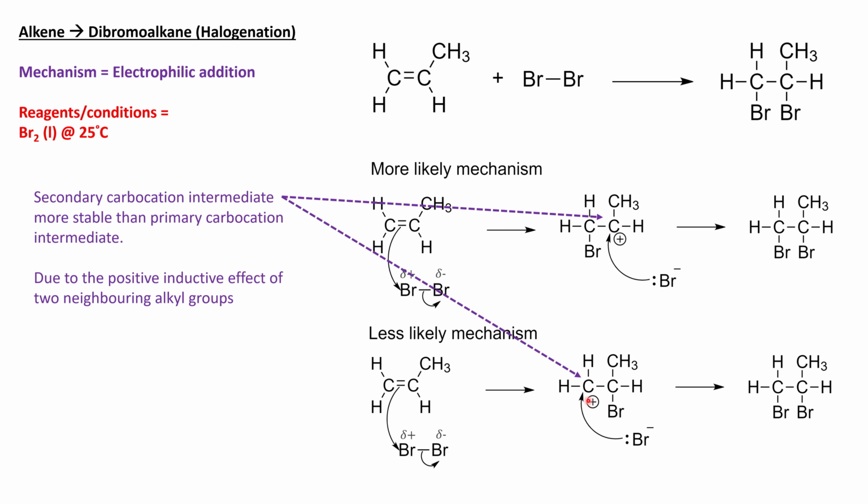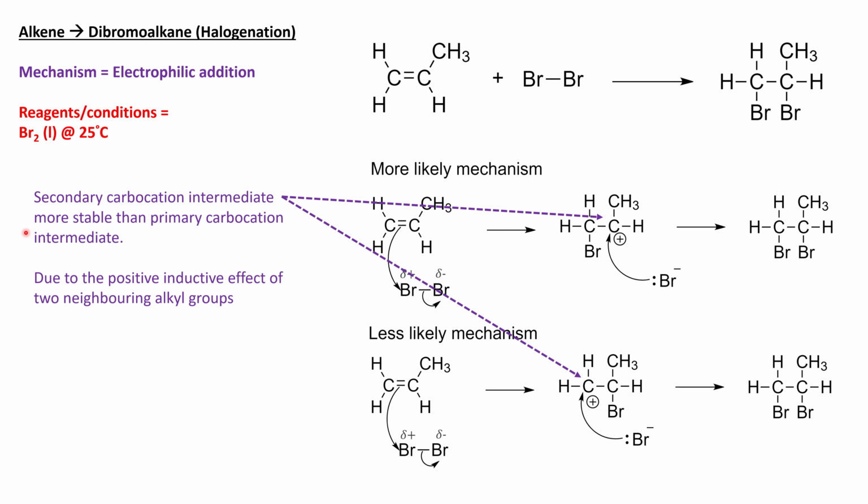If we look at our primary carbocation, we can see that it's only got the positive inductive effect of one neighbouring alkyl group because it's bonded to only one carbon. So therefore it's not going to be as stable an intermediate, therefore it's less likely to exist for a prolonged period of time, so therefore a mechanism is less likely to use it.